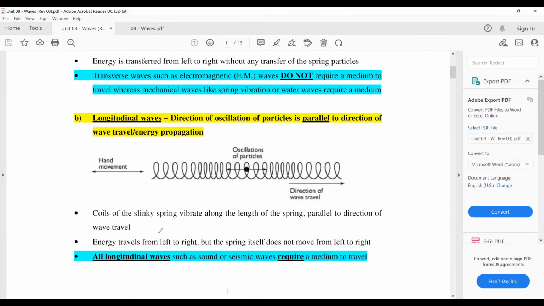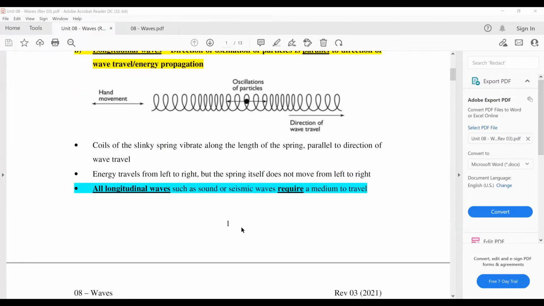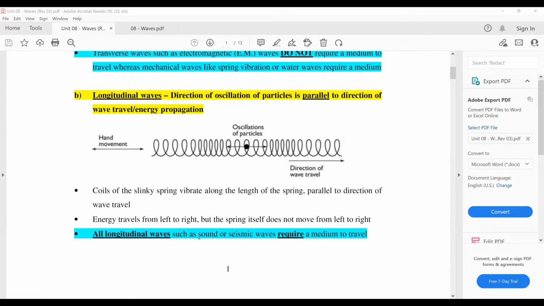Okay, so again, same thing as before, energy is traveling from left to right, but the spring particles itself are actually not moving from left to right. They are not transferred along with the wave. They're only oscillating about their equilibrium position. Now, longitudinal waves would be waves such as sound waves or seismic waves. Seismic waves are the waves that are generated when there's an earthquake.